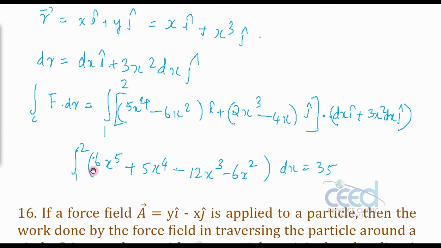Now if you integrate, this is ordinary integration. This is 6x raised to 6 by 6, this is 5x raised to 5 by 5, this is 12x raised to 4 by 4, this is 6x cube by 3. Then with the limit 1 to 2, you will get 35.